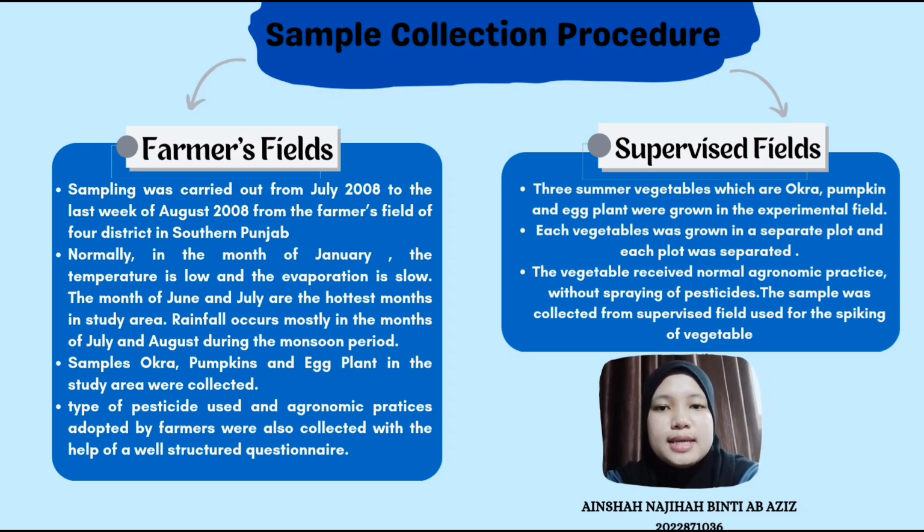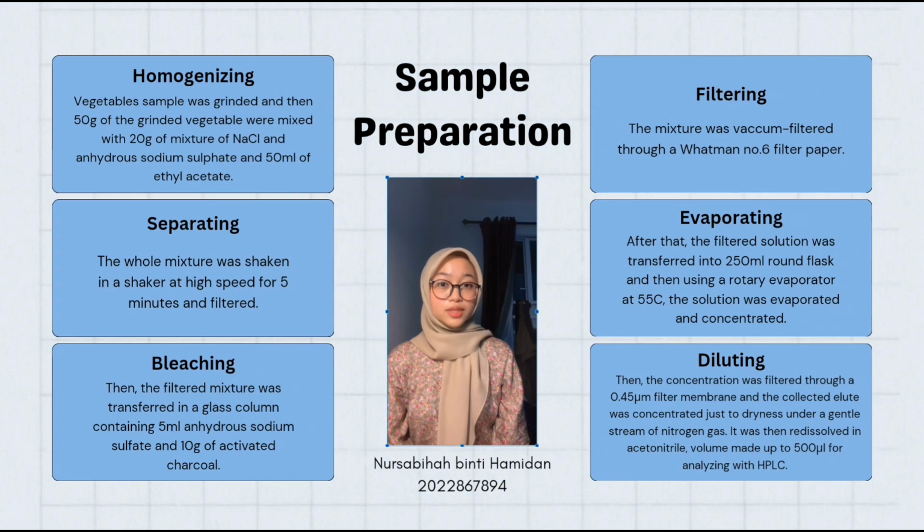The second one is the supervised field. 3 summer vegetables, which are okra, pumpkin, and eggplant, were grown in the experimental field. Each vegetable was grown in a separate plot and each plot was separated. The vegetables received normal agronomic practices without spraying of pesticide. The samples collected from the supervised field were used for spiking. Preparation of the sample was done in 6 steps, which are homogenizing, separating, bleaching, filtering, evaporating, and diluting.